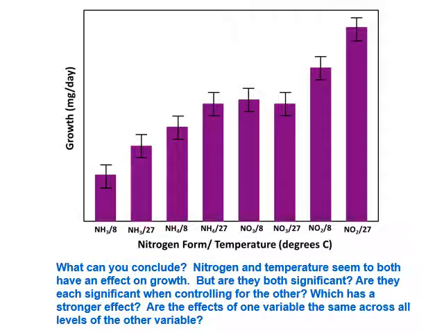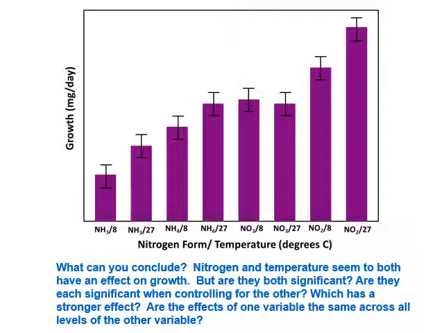But there's still a problem here. I mean, what do you conclude? Yes, maybe this group here had the best growth and this group here had the least growth, but can you say something about the effect of nitrogen on growth, and can you say something about the effect of temperature on growth? Are both of those effects significant or not?